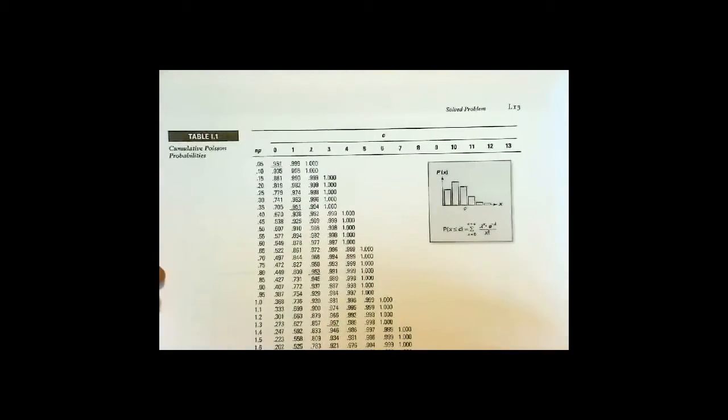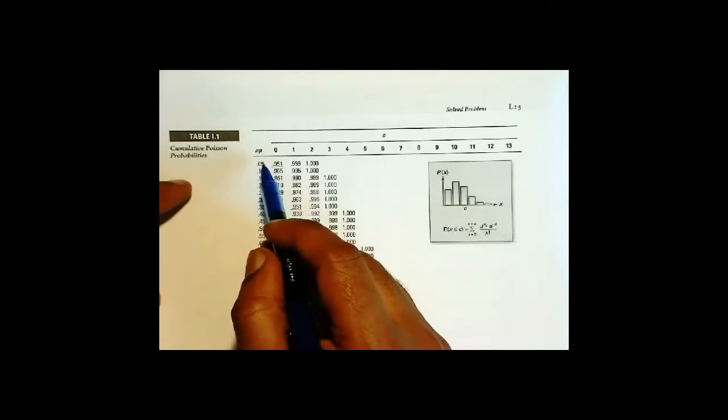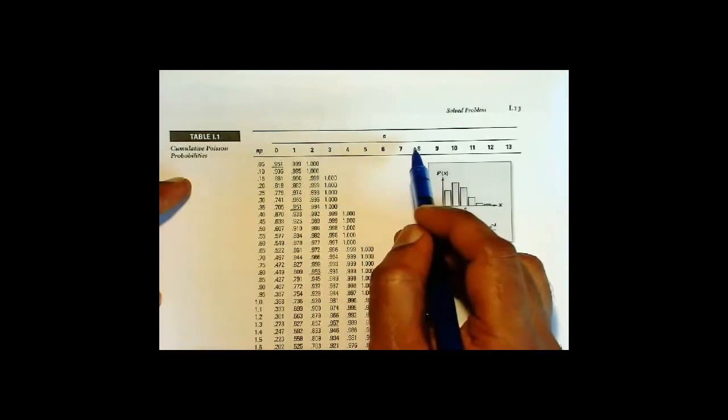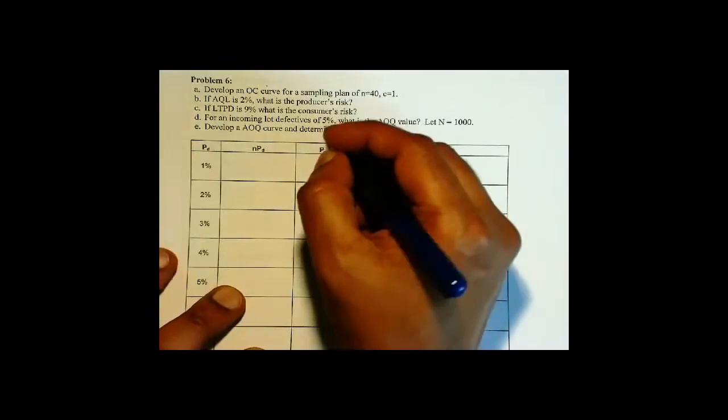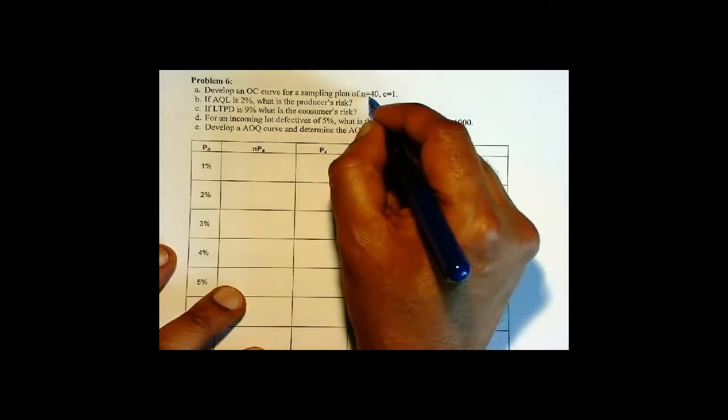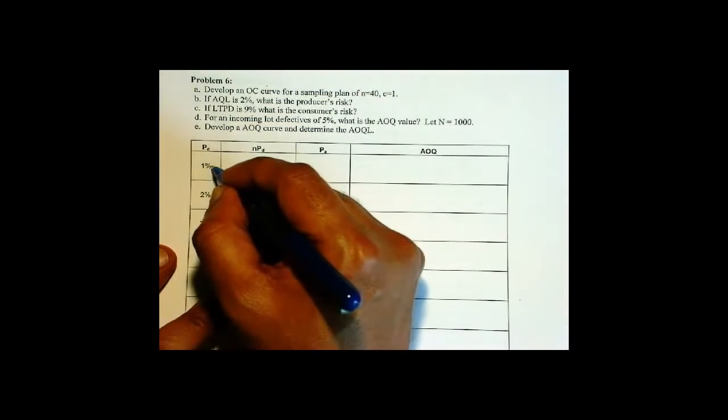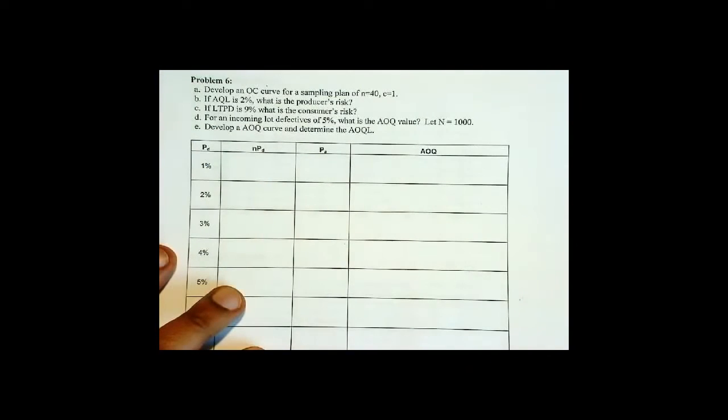You can download this. So you need to compute n times p, and here is c on top. Then we get the probability value from the table. So you have to use n times P sub d. P sub d is the probability or percentage defective in the lot.